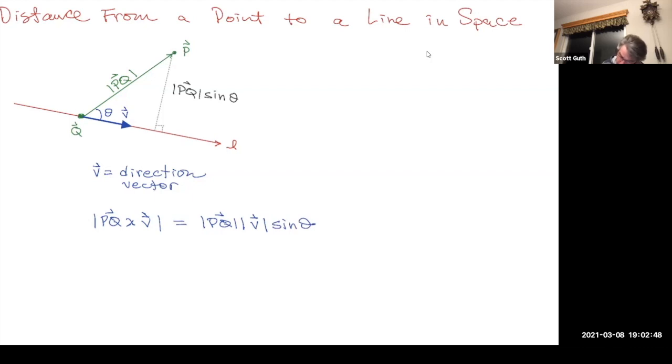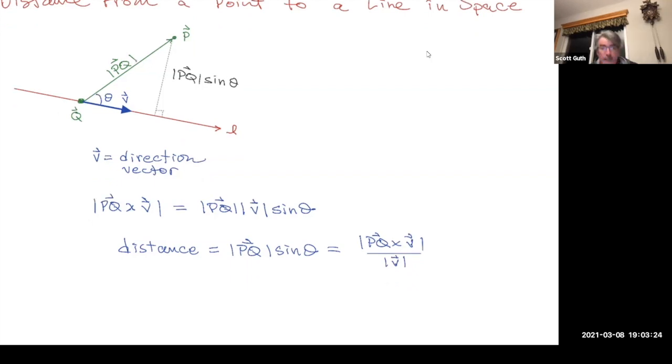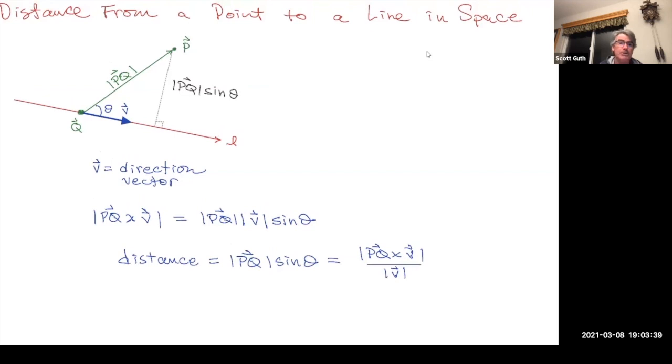So our distance is equal to magnitude of PQ sine theta, which is the magnitude, right, of PQ cross V over what? The magnitude of V. And so you see what I'm saying is, again, repeatedly, we're doing trig without trig, right? Cross product does it for you. Okay. So I probably should demonstrate that.